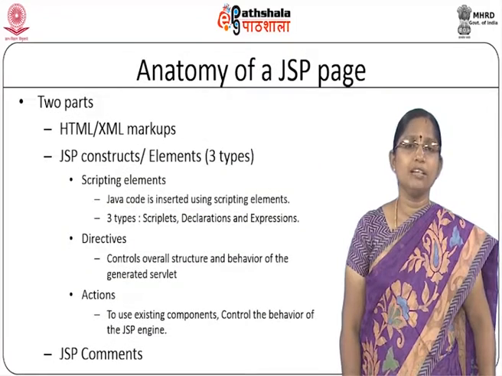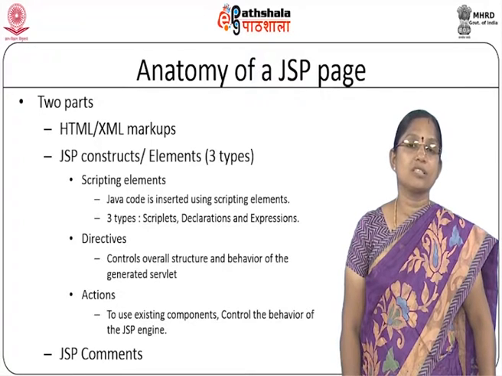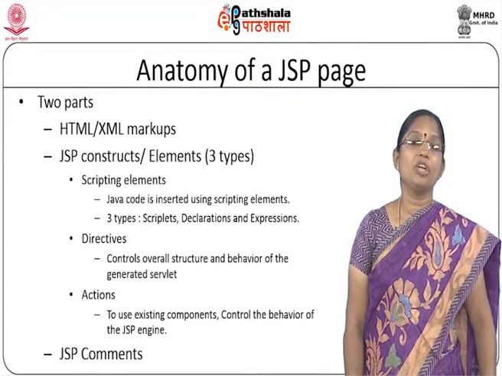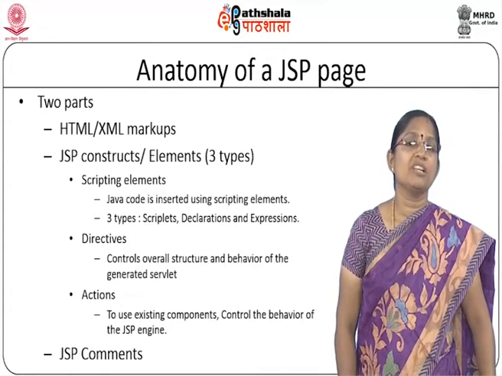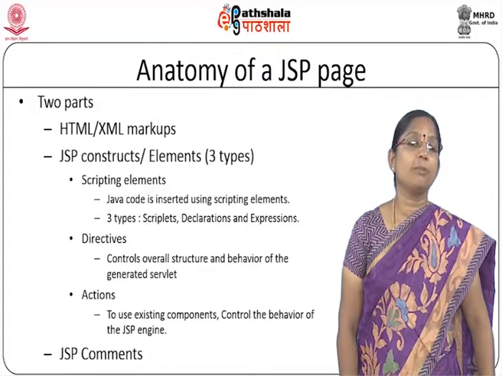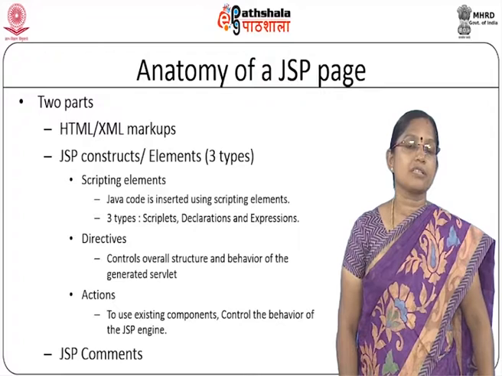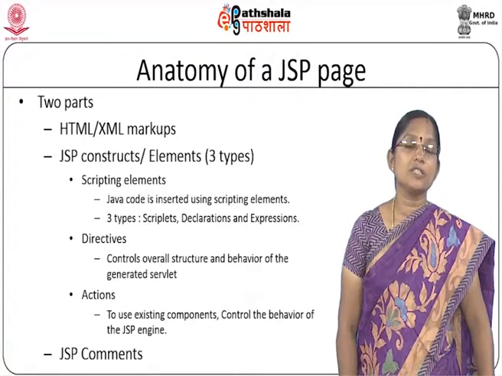Now we have seen how to work with the JSP page and how the JSP page is getting compiled. Now let us look through the anatomy of a JSP page. Anatomy is nothing but the structure of a JSP page. Every JSP page consists of two parts. One is the HTML part, which is used for the presentation logic, and the second one is the JSP constructs or elements. JSP constructs or elements denote the business logic part.